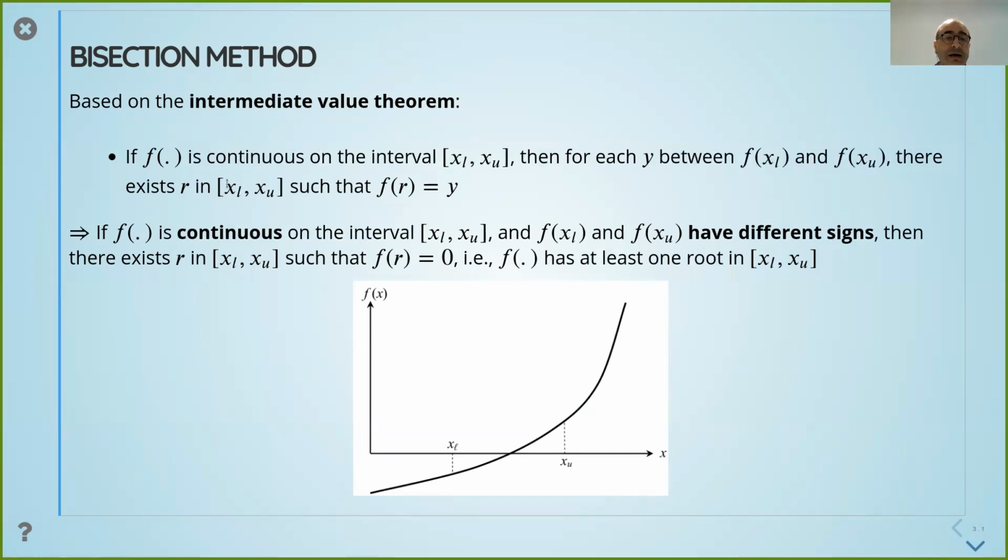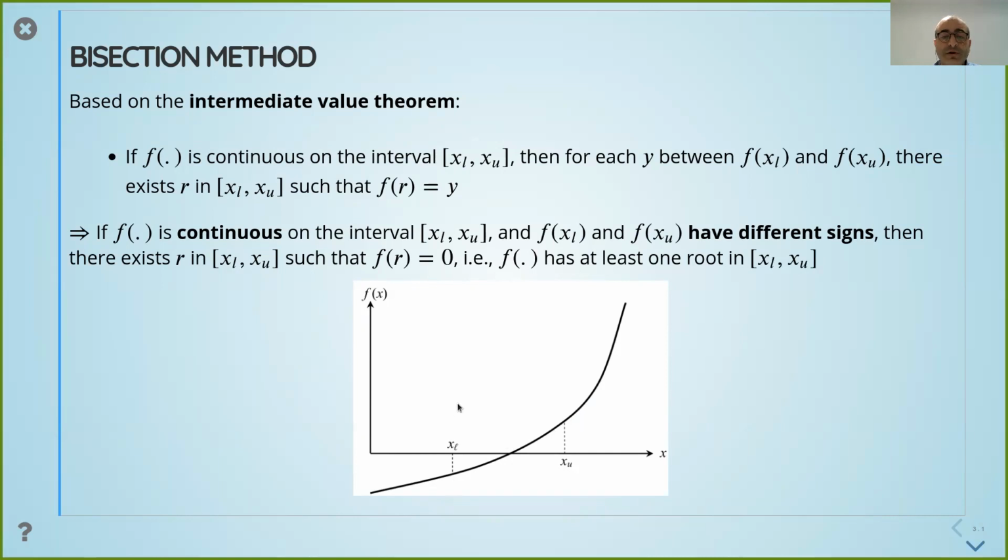Definitely, there exists an x and an r in the interval for which f of r is equal to y. So for the bisection method, we're going to use a version of the intermediate value theorem, or an implication, and the implication is the following. If over the interval xl to xu, we start from a negative number and we end in a positive number, so f of xl and f of xu are of different signs.